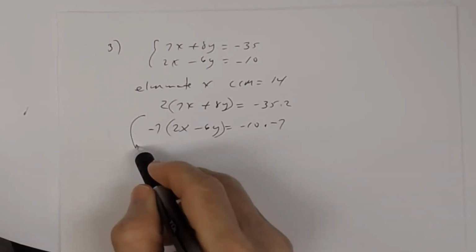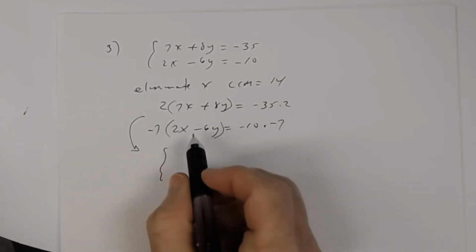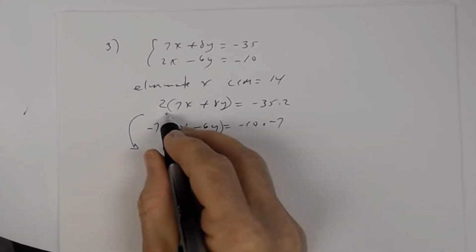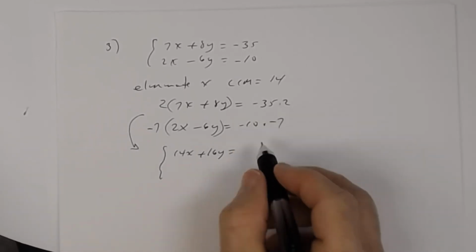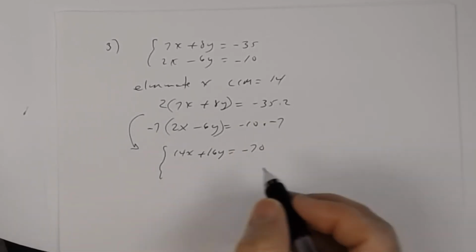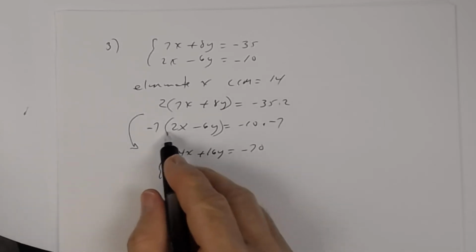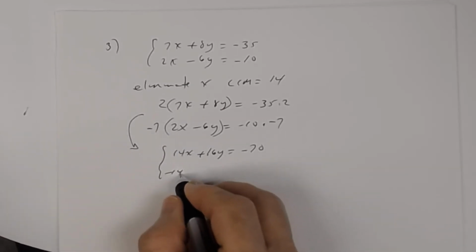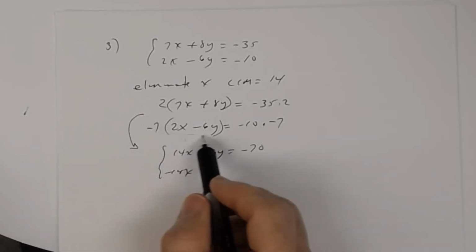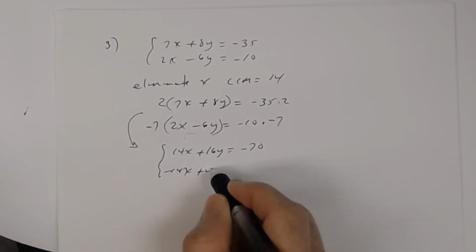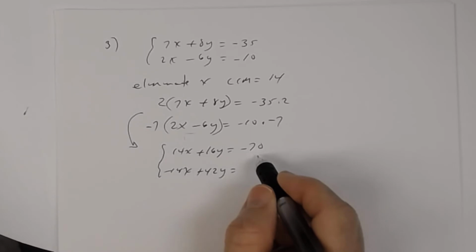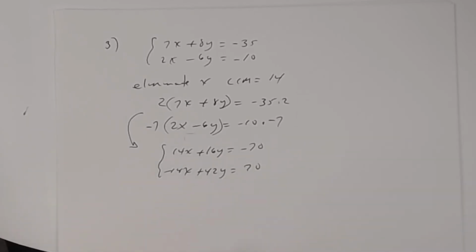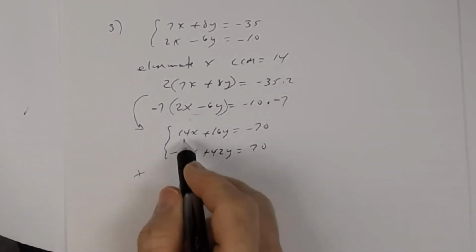And so now this becomes 2 times 7x is 14x. 2 times 8y is 16y equal, and the negative 35 times 2 is a negative 70. Over here, negative 7 times 2x is a negative 14x. Negative 7 times a negative 6y is a positive 42y equal, and this is a positive 70. Okay? Now we're going to add them up since these are opposites.